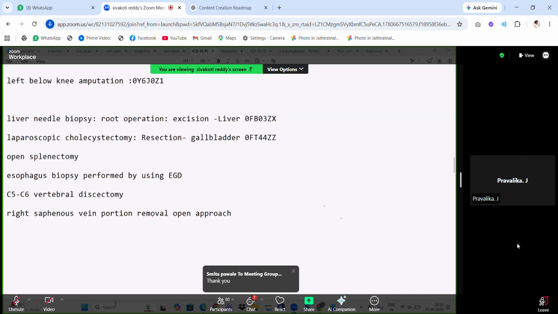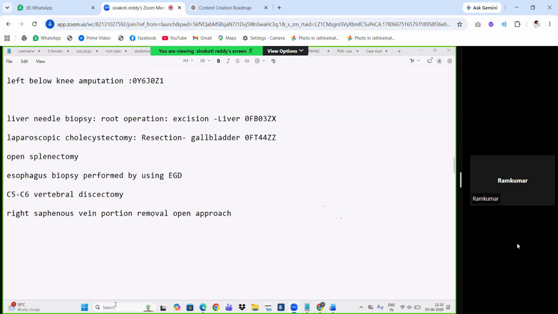Sir, can I collect the ICD PCS books from the institute? Yeah, why not? If you pay the amount, you can collect the Xerox books.